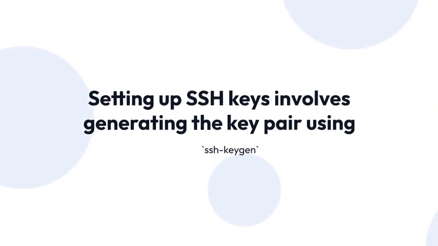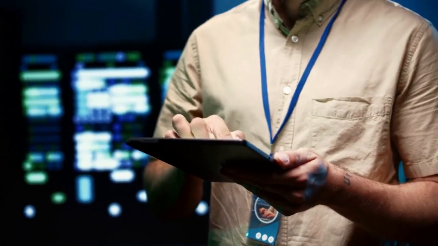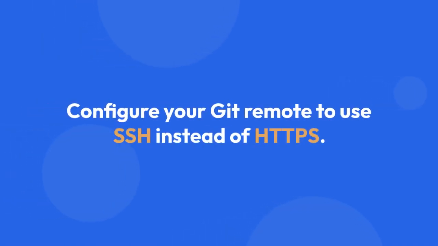Setting up SSH keys involves generating the key pair using ssh-keygen, copying the public key, and adding it to your account settings on the Git provider. Then configure your Git remote to use SSH instead of HTTPS.